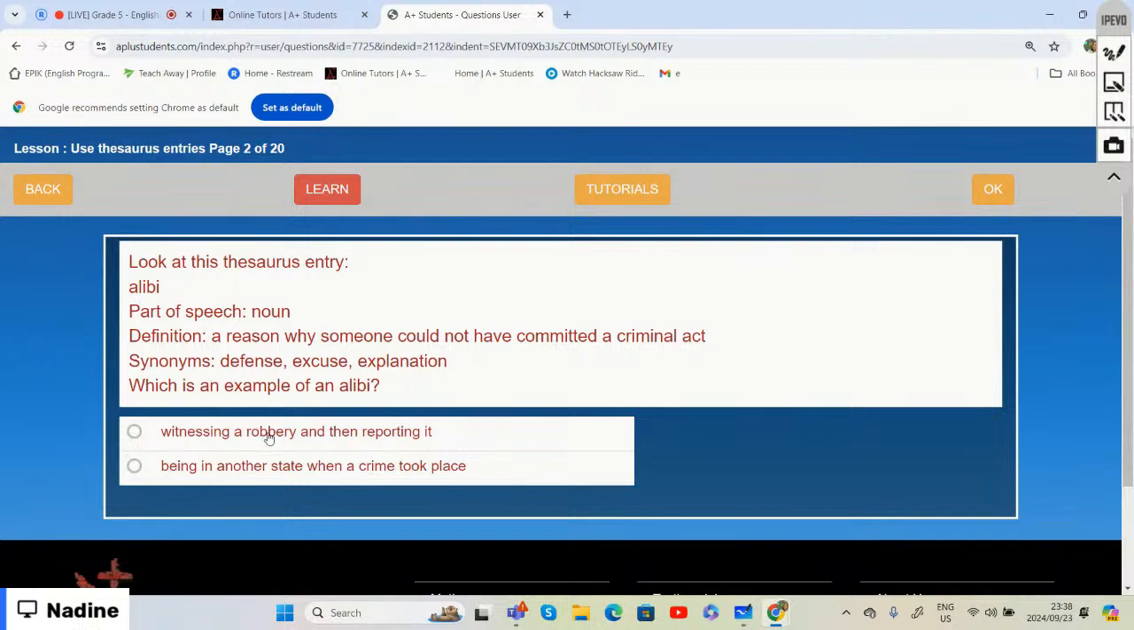All right, and if we were to choose the correct option, then we can say being in another state when a crime took place.